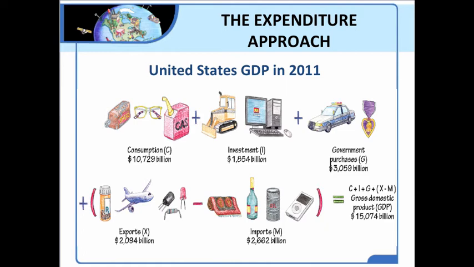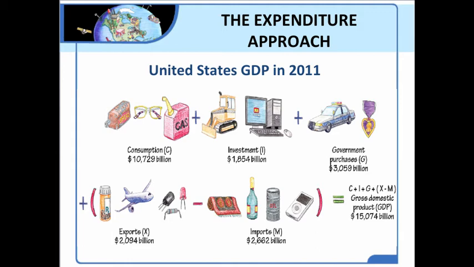And this shows the categories for each of those areas. And you can see that the largest part of GDP is household consumption. In 2011, that was $10.7 trillion worth of goods and services. Businesses, by contrast, only purchased $1.8 trillion worth of capital goods. Government purchases were a little more than that, $3 trillion, and exports minus imports were actually negative. They subtracted from our GDP.